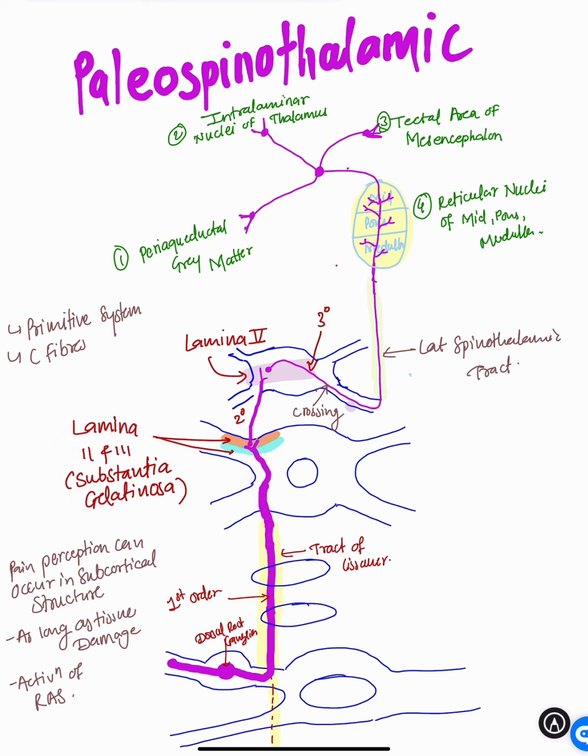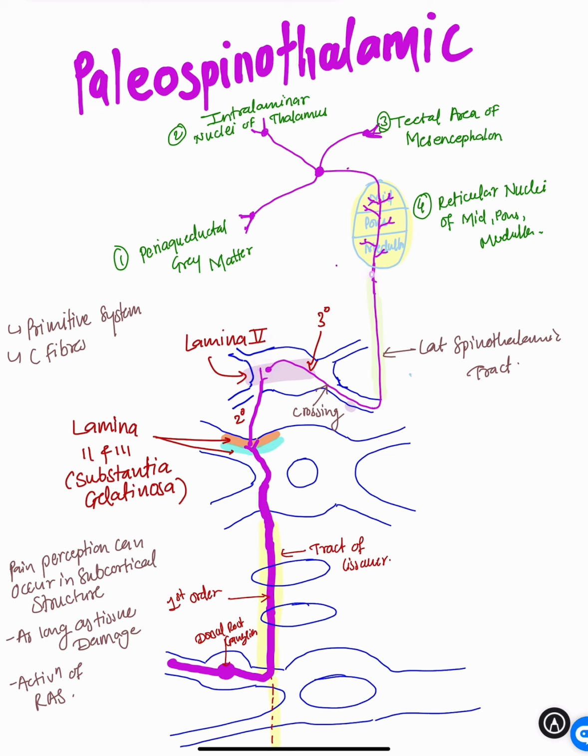And from here arises the second order neuron, which further projects to the neurons of lamina 5 of again the dorsal horn, which gives origin to third order neurons. Most of these third order neurons immediately cross to the opposite side through the anterior commissure and ascend upwards as the lateral spinothalamic tract. But a few of these third order neurons ascend upwards on the ipsilateral side.